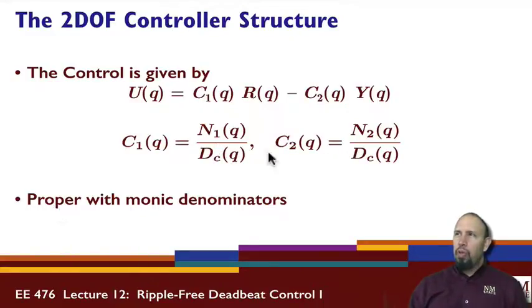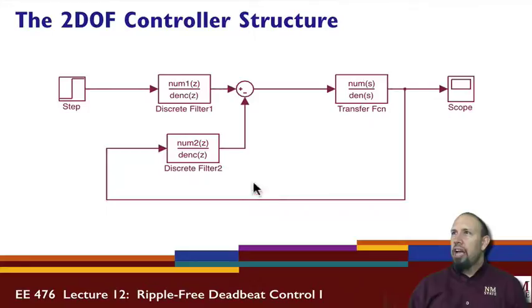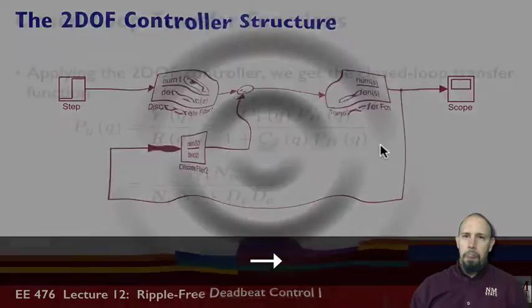Okay, and again, we're looking for controllers that are proper with monic denominators. In particular, as long as the denominator DC is monic, with N1 and N2 polynomials, the controller will be proper and have a monic denominator. In Simulink, our block diagram would look like this. So here's our controller. We can have N1 over DC, N2 over DC, and then our plant transfer function. So that's what the controller structure looks like.